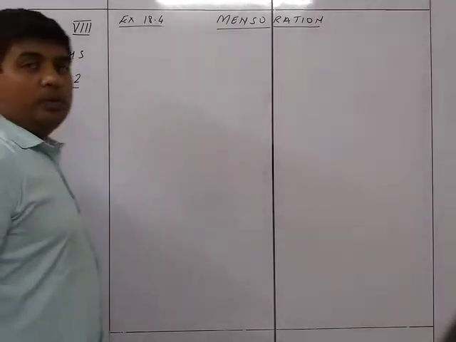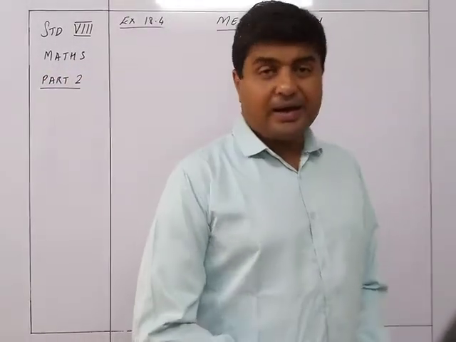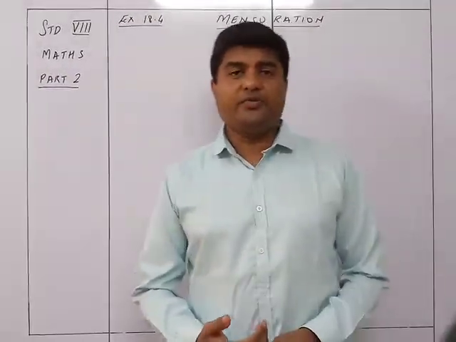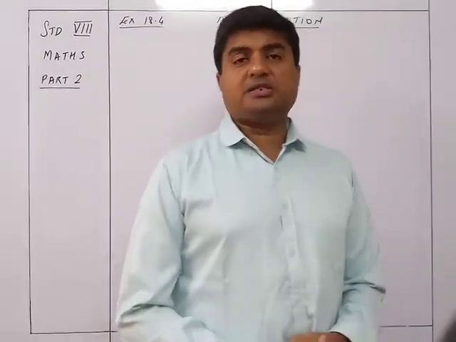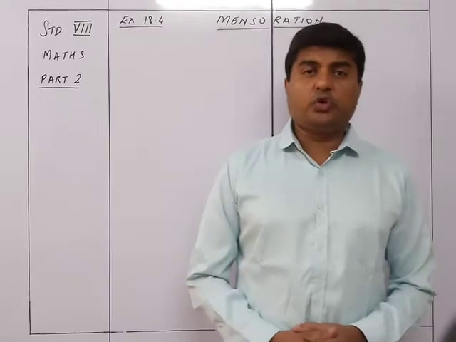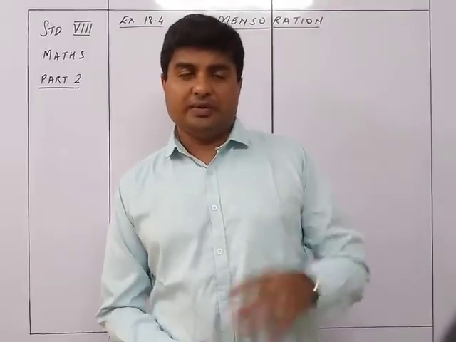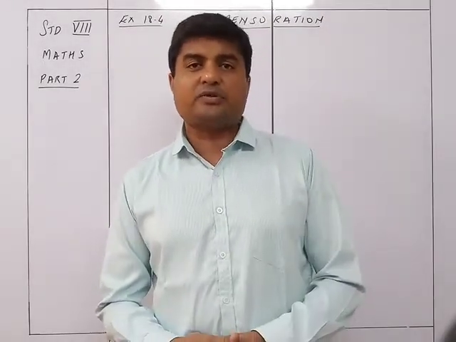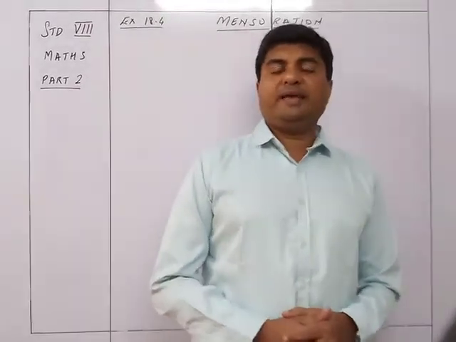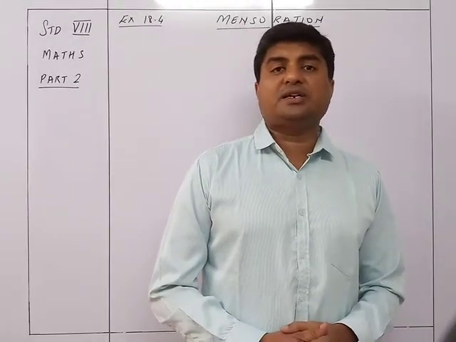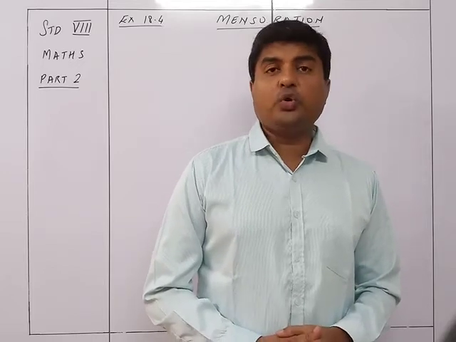So we now continue with mensuration and we are now on exercise 18.4. Exercise 18.4 is based on the surface area of the cube and the cuboid and also the cylinder. But the cylinder part, since it is cancelled from your syllabus right now for the school, we will be seeing what is the surface area of a cube and a cuboid.